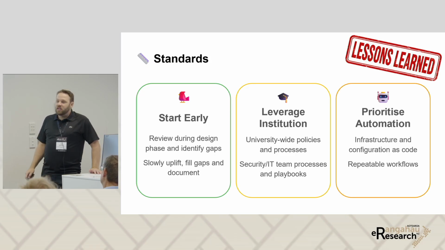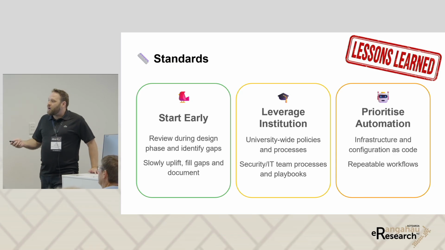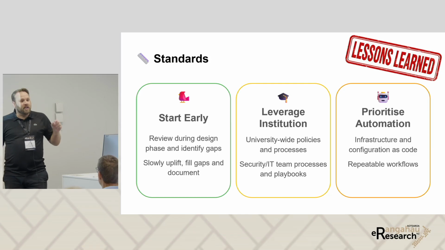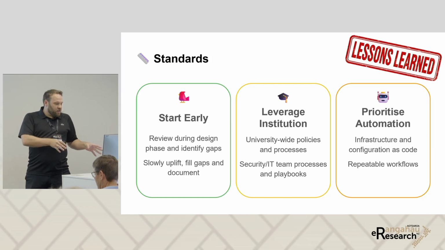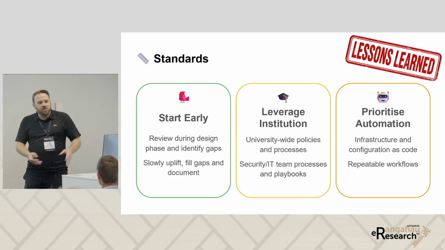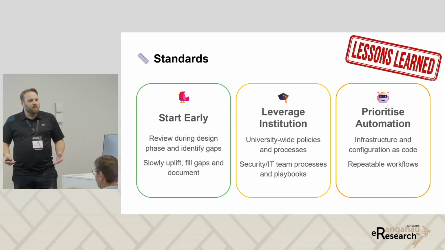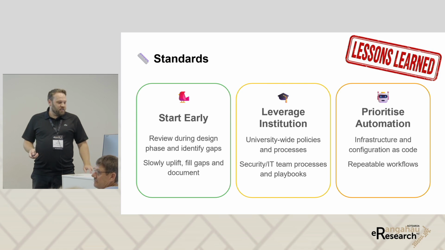Prioritize automation. I think in this day and age, it makes sense from an engineering point of view, but it also makes sense from a security collect evidence point of view. If the security team at our university want to see how we've implemented something, we can share all our code with them, and then that provides evidence.